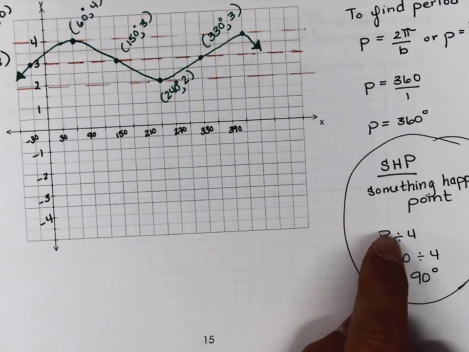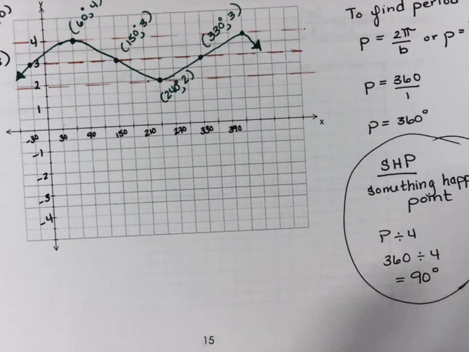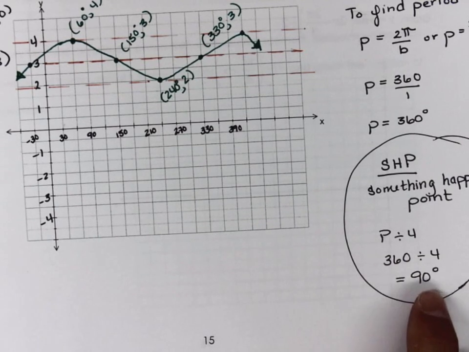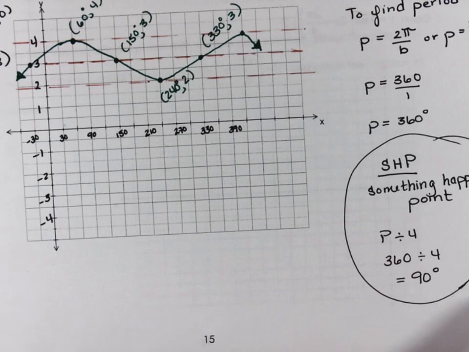So the something happening point is nowhere in your notes. I don't know how I came up with it, but it makes it way easier. Take your period, divide it by 4. Every 90 degrees, you'll have something happening. Now, as your period changes, so will your something happening point.